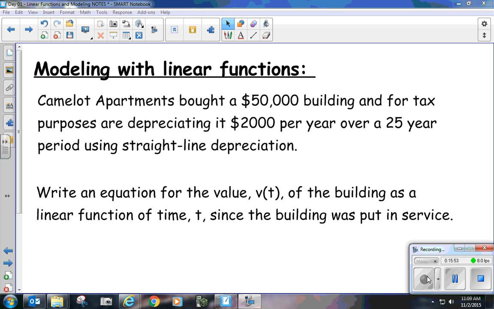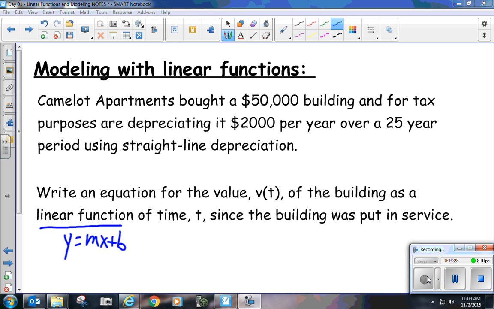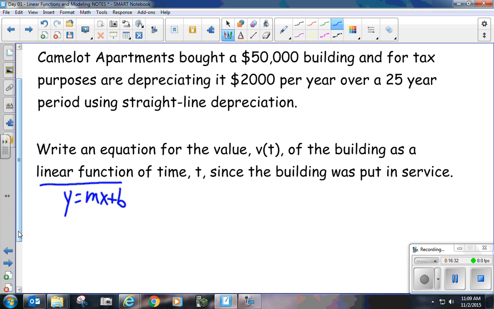Let's talk about this. Camelot Apartments bought a $50,000 building, and for tax purposes are depreciating it $2,000 per year over a 25-year period, using straight line depreciation. Depreciation means what? You lose value, so it goes down. We're going to write an equation for the value, v of t, of the building as a linear function of time. Linear function means y equals mx plus b. But here they want it for value over time, using t for time. You know how y is sometimes f of x? Well, they want us to use v of t, value, equals m times t instead of x, plus b. We just have to figure out what our m and our b are.